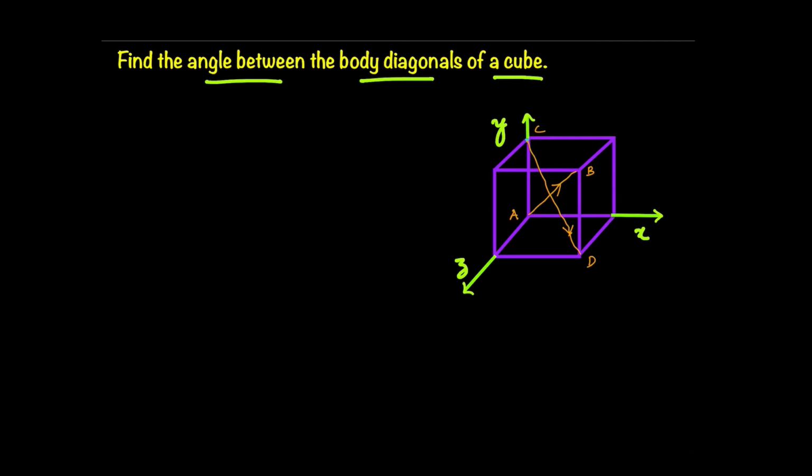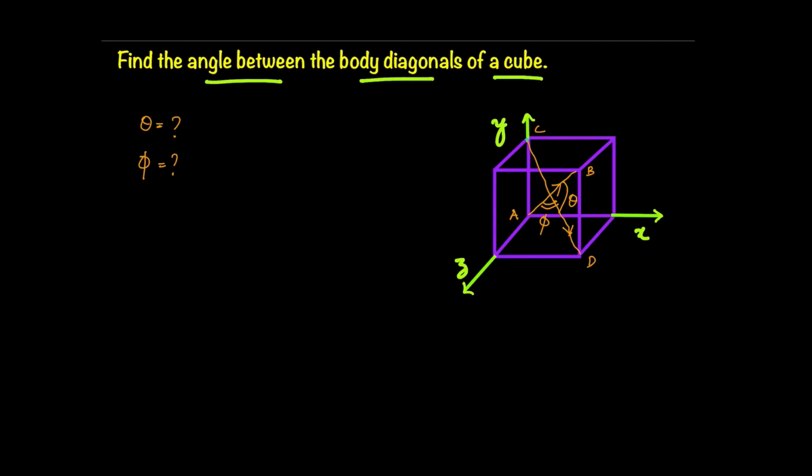Now, all that I have to do is find the angle between these body diagonals, which means it could be either this angle or this angle. Let's call them theta and phi. So we have to find the angle theta or the angle phi. We don't know what it is and we have to find both of them just to make sure there is no ambiguity in the answers. So how do we go about doing that?